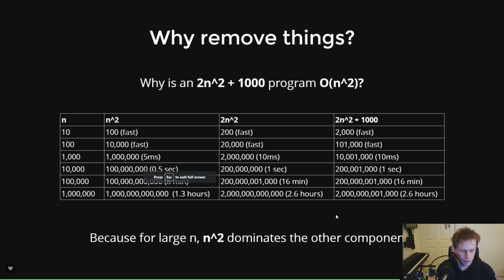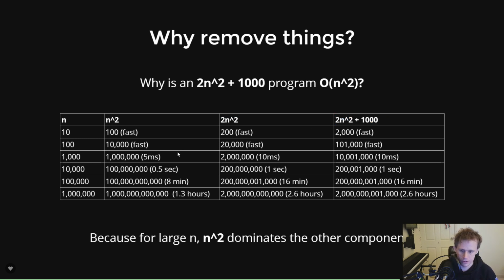I made this little table for you, which I thought was kind of interesting, and what I wanted to show you is that if we have a program like 2n squared plus 1,000 with a Big O notation of n squared, let's have a look at how long these programs take in terms of operations and in terms of actual physical time. So what I've got here is what just a normal n squared algorithm looks like. This one here is 2n squared, and then this one here is 2n squared plus 1,000.